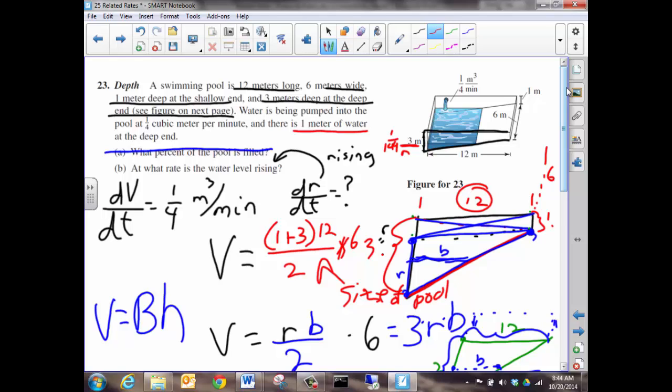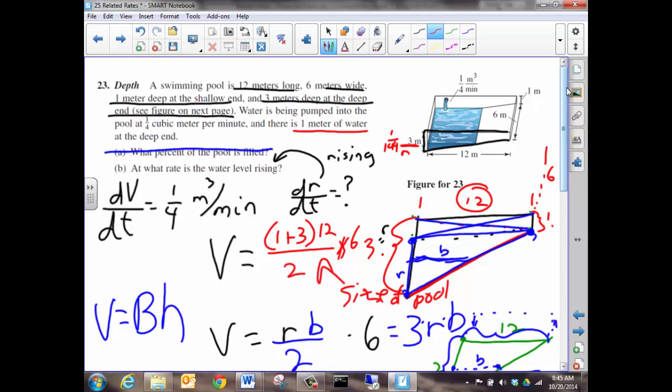Think about it. Once we get up to 2, is the triangle moving at all anymore? No. Is the H changing at all? The H is not changing anymore, is it? Because it's filling up the whole 12. This 6 isn't changing. All that's changing is just the water level then. So it's actually an easier problem when we get up to the 2 there.